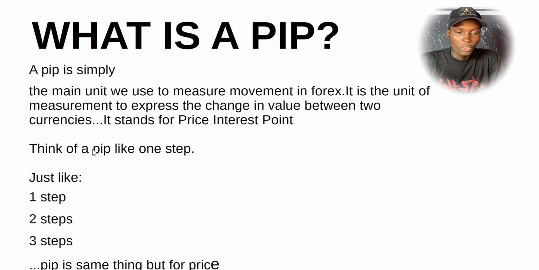It is the unit of measurement that expresses the change in value between two currencies, and it stands for price interest point. Think of PIP like one step, two steps, three steps. That's the same thing for PIP, but in price.